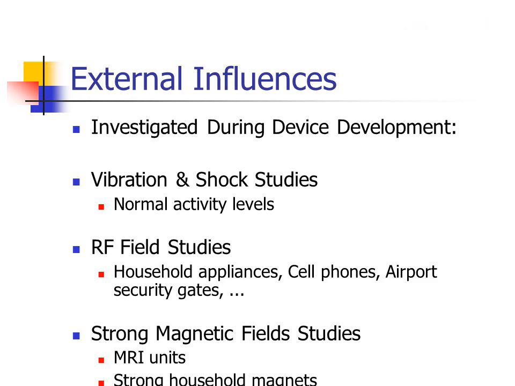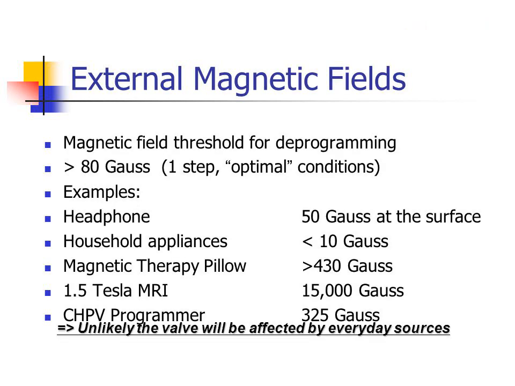Vibration and shock studies: normal activity levels. RF field studies: household appliances, cell phones, airport security gates. Strong magnetic field studies: MRI units. Strong household magnets, external magnetic fields. Magnetic field threshold for deprogramming.